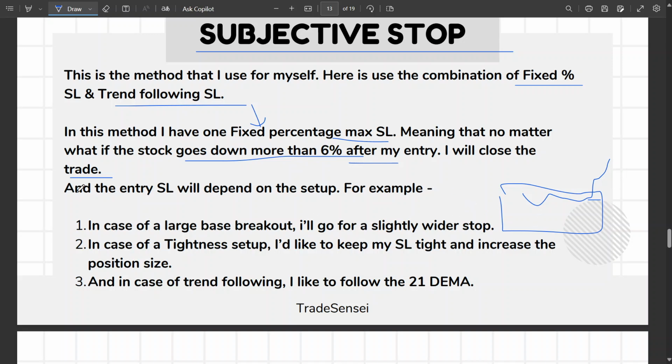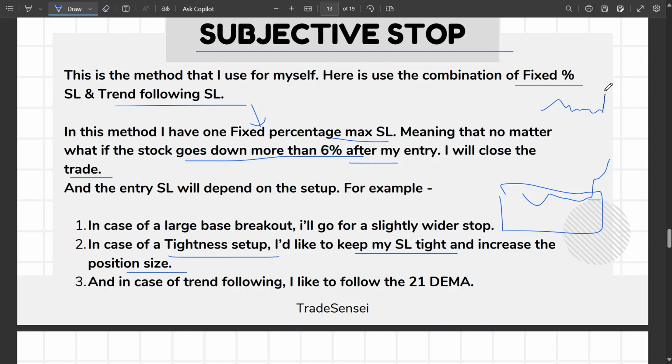So again, the stop loss will depend on the setup, right? For example, in case of a large base breakout, I'll go for a slightly wider stop. If the stock is coming out of a very large base, I would like to give it the full 6% space when the stock is breaking out. In case of a tightness setup, where the stock is in a very narrow range, what I like to do is keep my stop loss tight and increase the position size, because there's too much tightness, and after the tightness comes the expansion.